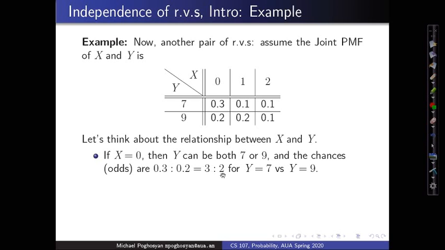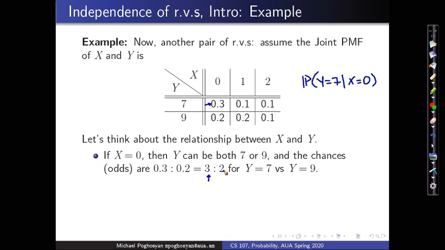So 2 chances. In fact, we can calculate the probability in that case that y will be 7. That is, we are calculating the probability that y will be 7 given that x is equal to 0. And how do we calculate this probability? We are just calculating their sum. So this sum is 0.5, and the probability that y will be 7 is 0.3 over that sum 0.5. So 3 over 5.